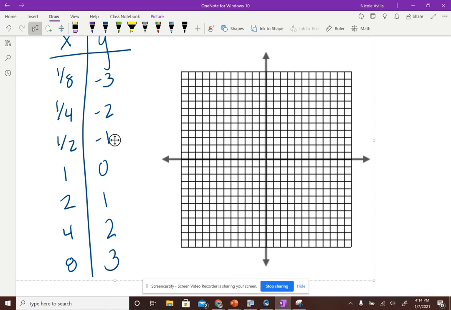For my x, I'm going to go over 1/8, and I'm going to go down through negative 3s. There we go. I'm going to go over 1/4, down negative 2. Quite a few of these are going to feel kind of crumped together. There we go. 1, I'm at 0. 2, I'm at 1. When I go over 3, 4, I'm at 2. And then I go over 5, 6, 7, 8, I'm at 3.